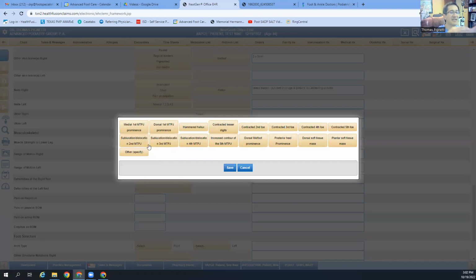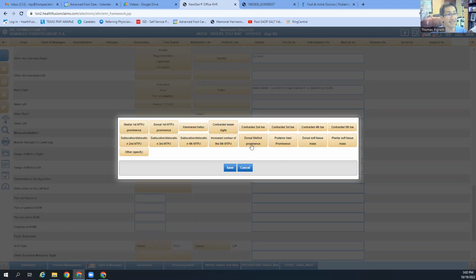Subluxation or dislocation means that the toes are kind of elevated compared to the rest. They're not just hammered, but they're actually shifted upwards. And we'll see some patients with that, where the toe's floating in the air, even though it's straight. And sometimes they'll be going this way or this way, and they'll kind of cross over. Not uncommon to have a second toe crossing over a big toe. Dorsal midfoot prominence is a prominence here. Posterior heel prominence is here.